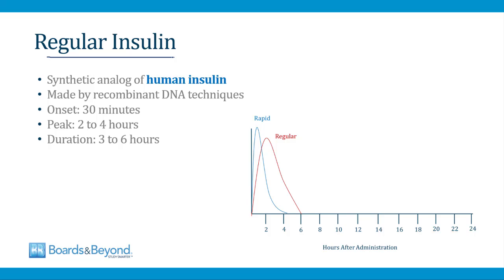Regular insulin gets its name because it's a synthetic analog of human insulin. Basically, it's human insulin manufactured by recombinant DNA techniques. So it has similar properties to naturally occurring human insulin. The onset of action is in about 30 minutes, the peak is in about 2 to 4 hours, and the total duration of action is about 3 to 6 hours. And so going back to our graph, regular insulin has the properties shown in red. You can see that its duration of action and time to peak is slightly longer than rapid-acting insulins.